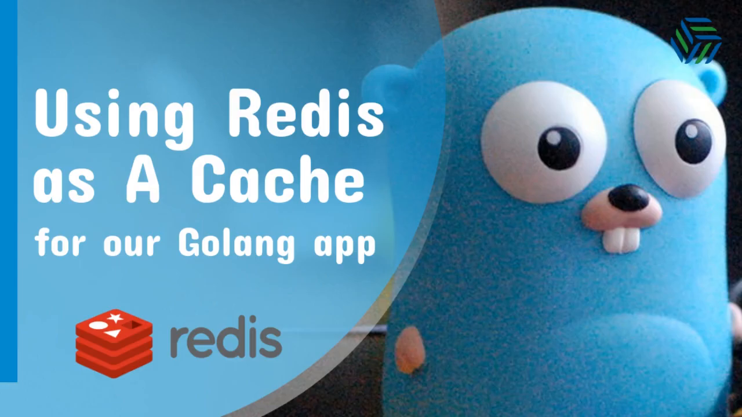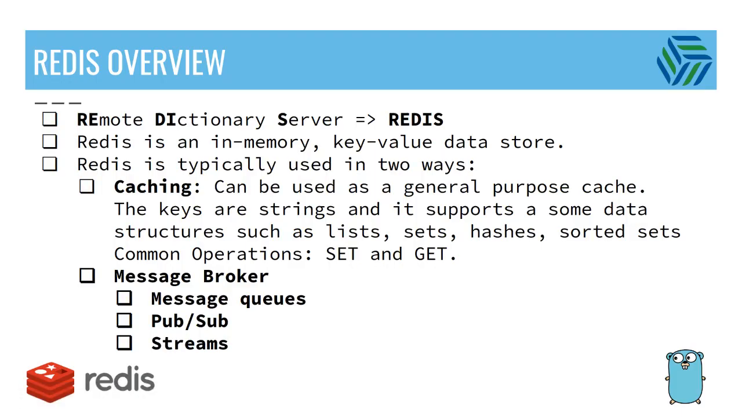What's going on, guys? In this video, we are going to set up a caching layer in our Golang application by using Redis. Okay, but what is Redis? Redis is a remote dictionary server, which is why it's called Redis. Redis is an in-memory key value data store and is typically used either for caching or as a message broker.